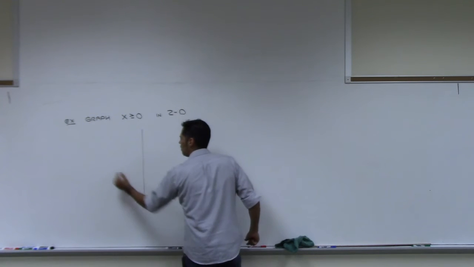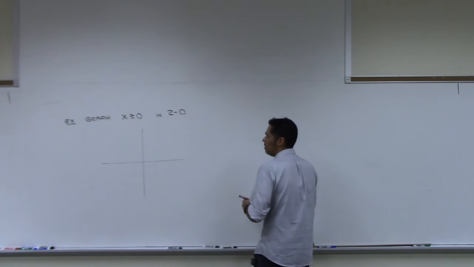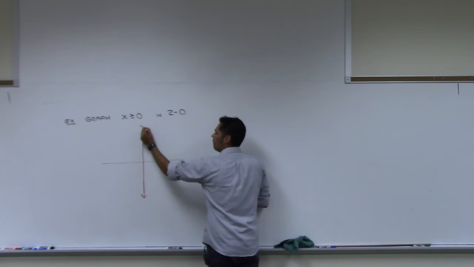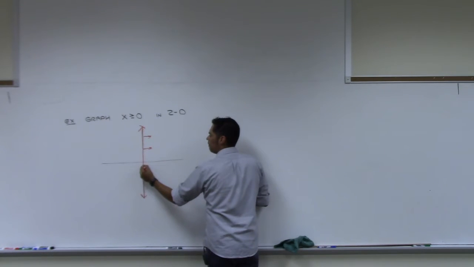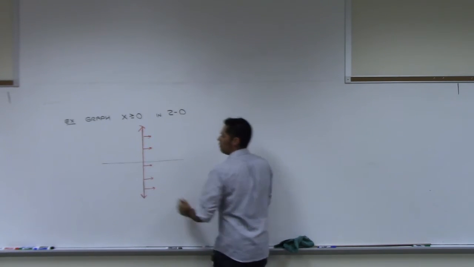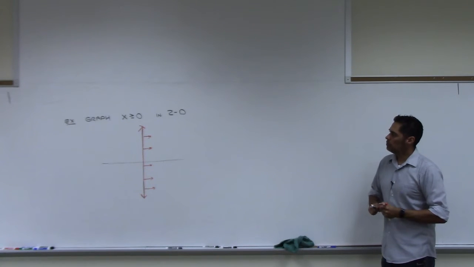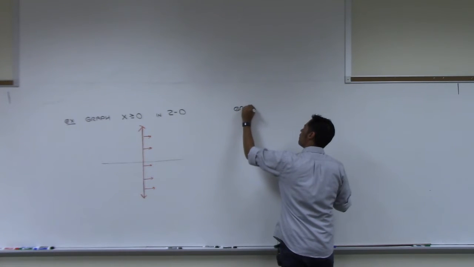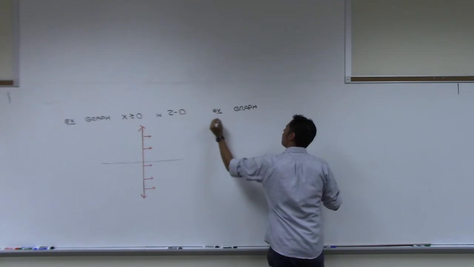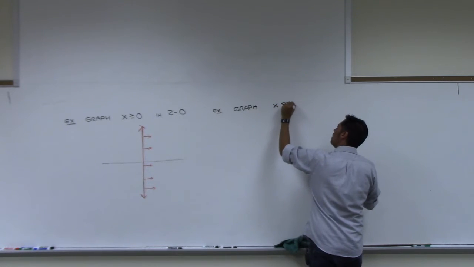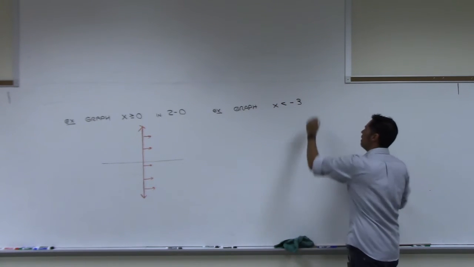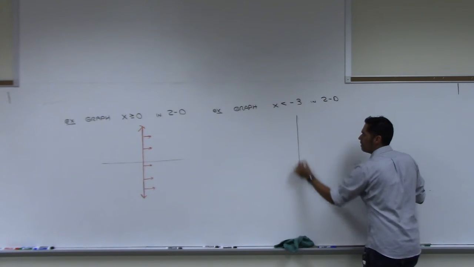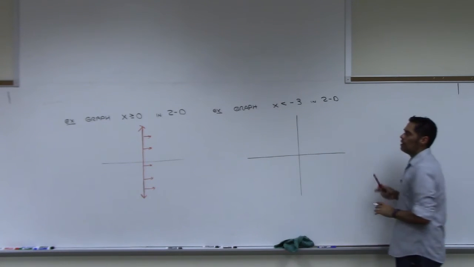You have 2 dimensions here. It's a vertical line like this, and it's everything to the right. Right? What if I asked you to graph another example? X less than -3 in 2D again. So you'd start out like this, and then what?